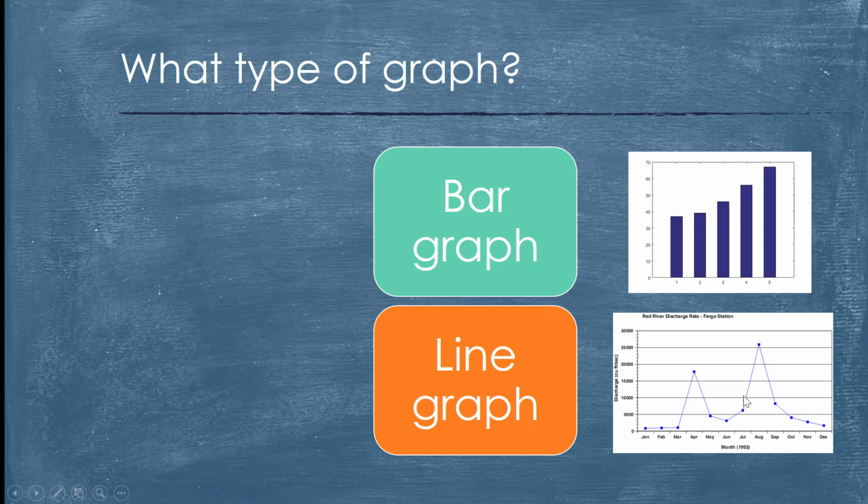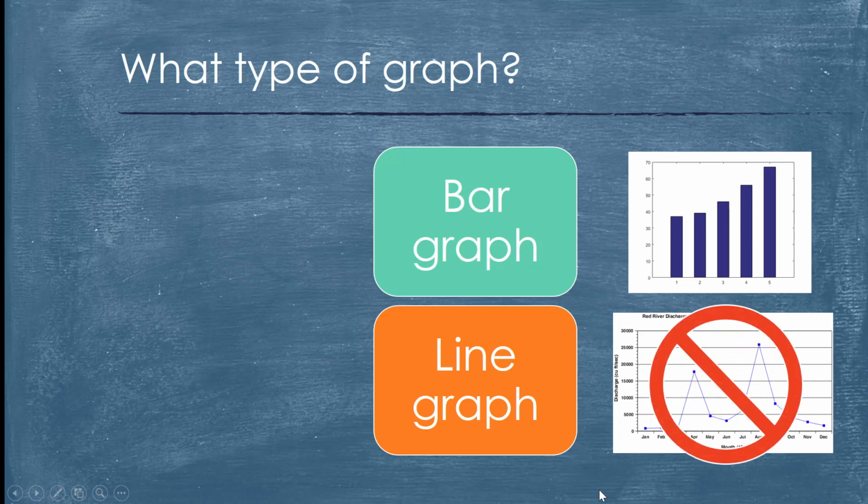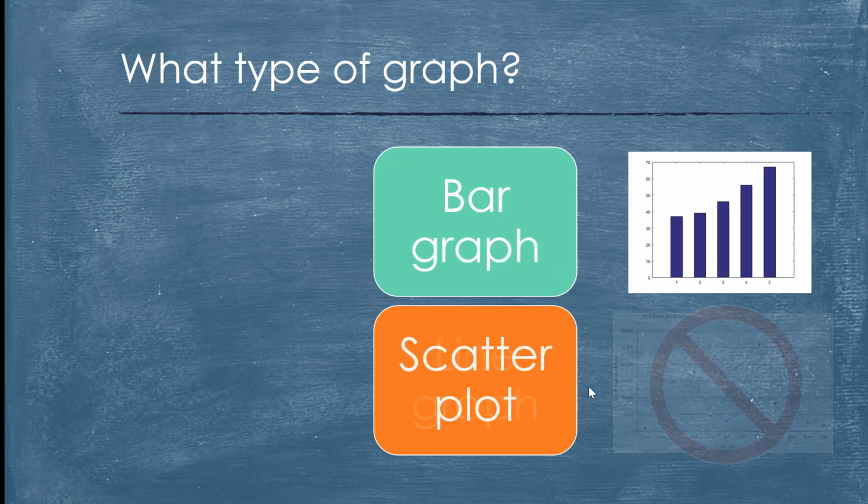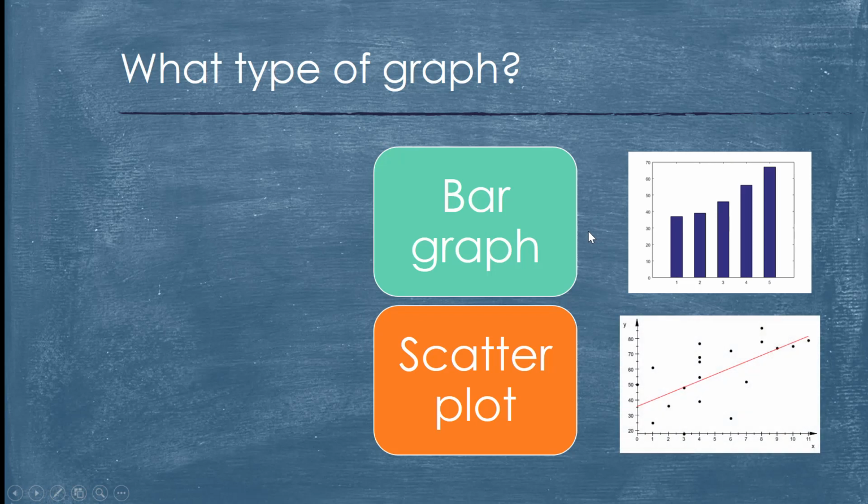Like, this is something maybe that can work in some cases, but in science, no. We never ever connect the dots in science from an experimental investigation. And so really, your choices aren't between a bar and a line graph. It's really between a bar and a scatter plot. If you haven't heard that before, congratulations, you get to hear it now. A scatter plot looks something a lot more like this.